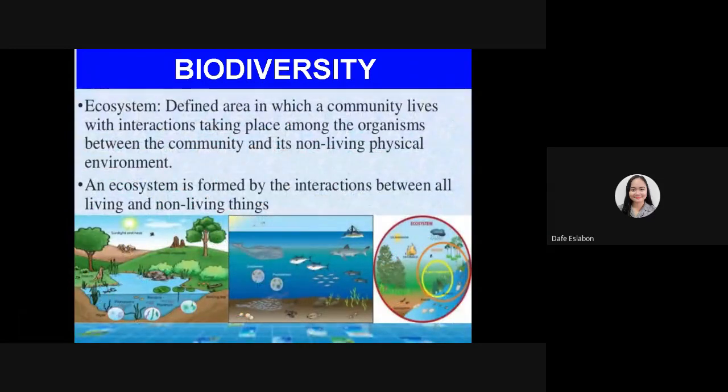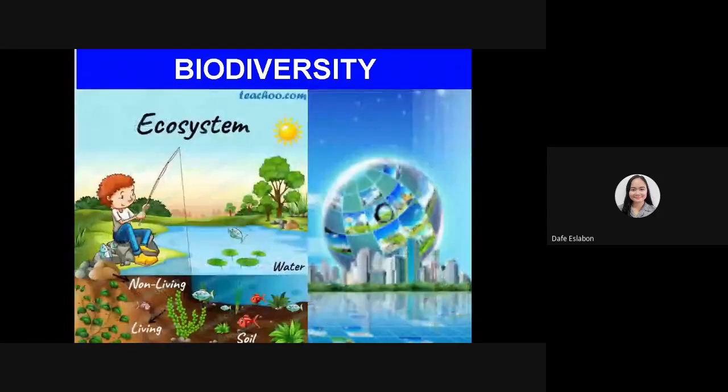Now, what do we mean when we say ecosystem? So ecosystem is a defined area in which a community lives with interactions taking place among the organisms and between the community and its non-living physical environment. And an ecosystem is formed by the interactions between all living and non-living things. In a simple context, ecosystem diversity is all the different habitats, biological communities, and ecological processes, as well as the variation within individual ecosystems.